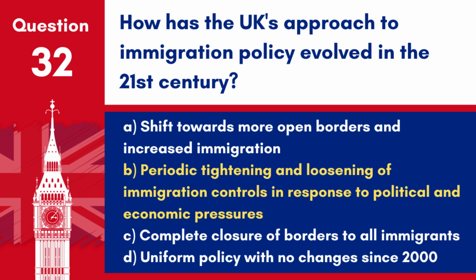Answer. B. Periodic tightening and loosening of immigration controls in response to political and economic pressures. The UK's immigration policy has seen various adjustments, reflecting a balance between economic needs, social concerns, and political pressures.